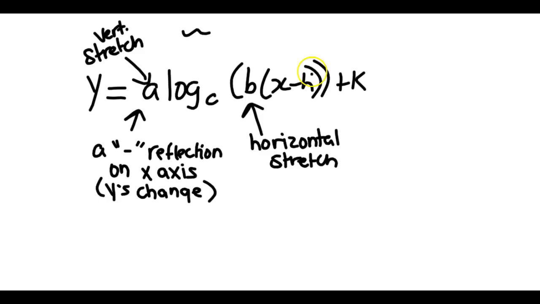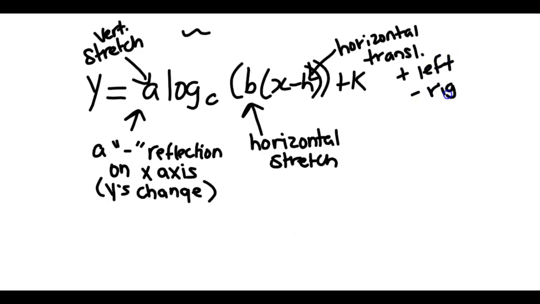What else can we say? H is a horizontal translation. That just means if it's positive, you're going left, and if it's negative, you're moving right. And K is a vertical translation, up or down. It's exactly the same thing. It's just a log equation.